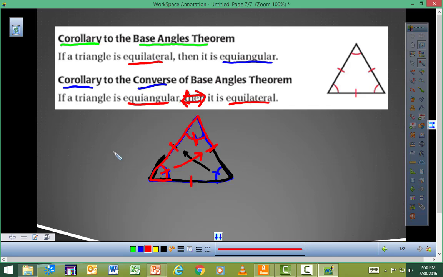So there you have it, pretty easy. So that's the idea behind a corollary. It's a theorem that's related to a previous theorem, and the previous theorem was this one. And the corollary here was related to the previous theorem here. And it's usually a real simple theorem. Follows real easily.